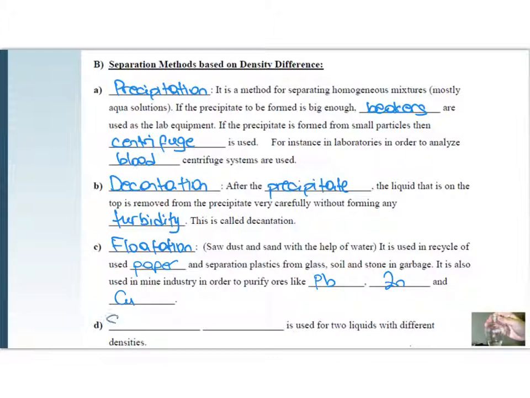Now, what about the separatory funnel? We use it to separate two liquids that are immiscible with each other.